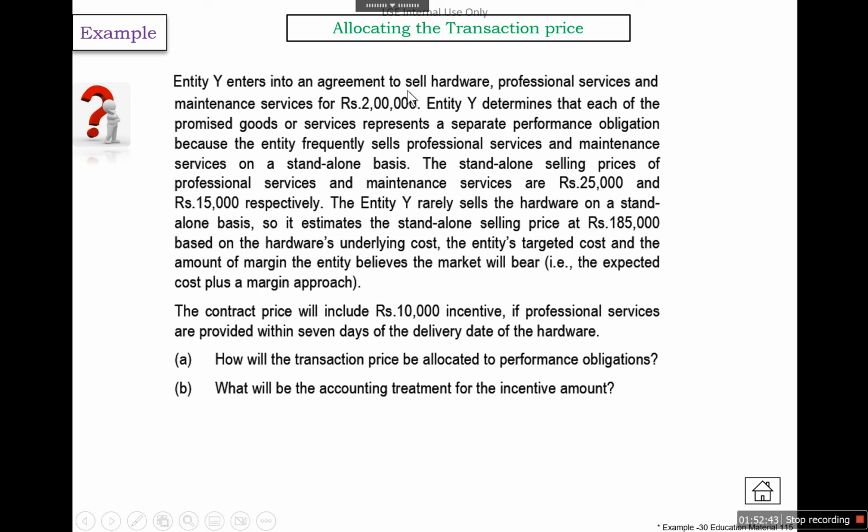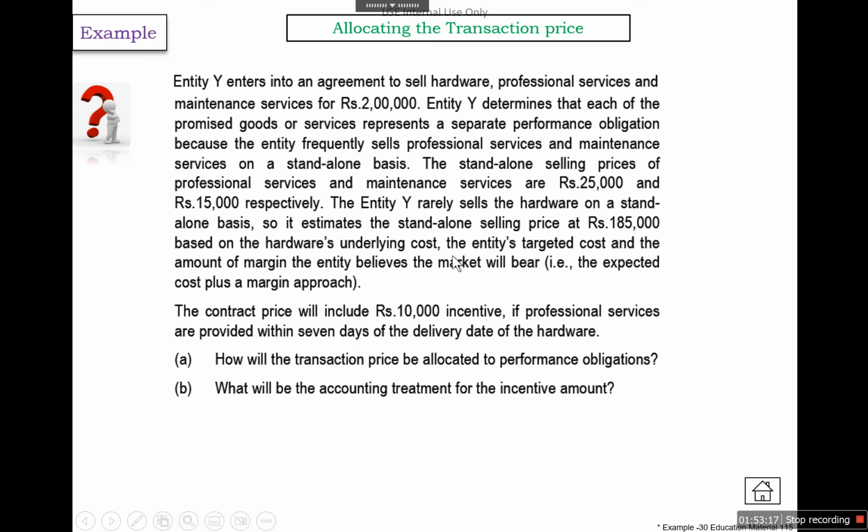Entity Y enters into an agreement to sell hardware, professional services, and maintenance services for 2 lakh. Entity Y determined that each of the promised goods and services represents a separate performance obligation because the entity frequently sells professional services and maintenance services on a standalone basis. The standalone prices of the professional services and maintenance services are 25,000 and 15,000 respectively. Entity Y rarely sells the hardware on a standalone basis, so it estimates the standalone selling price of hardware at 1 lakh 85,000.